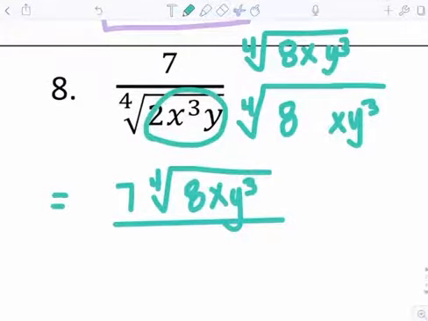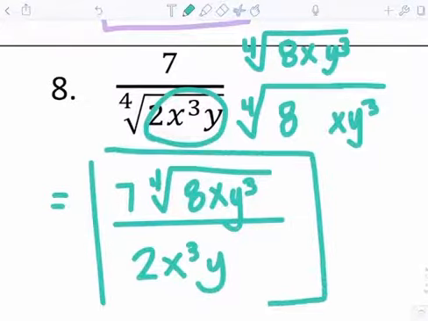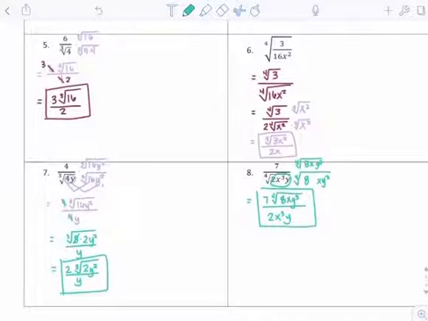Now, since I'm multiplying by the correct amount in the denominator, I'm just going to be left with what's inside of that radical. So that's 2x cubed y. And then you're done. Okay, nothing to simplify. There's no perfect fourth power that goes into 8. Can't simplify the 7 and the 2, so you're done.